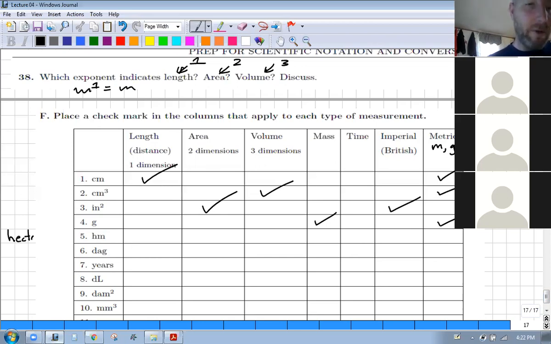HM is a hectometer. I forget how many meters that is, something like that. So it's a length, and that meter there says that it's metric. I thought you were trying to trick us. I thought it was H&M like the clothing store.